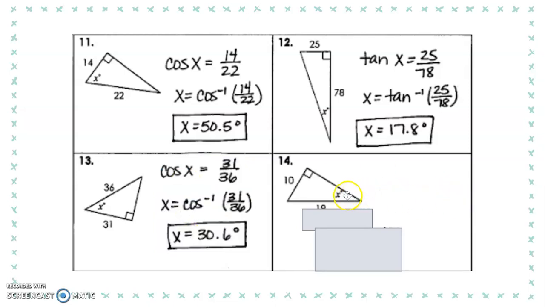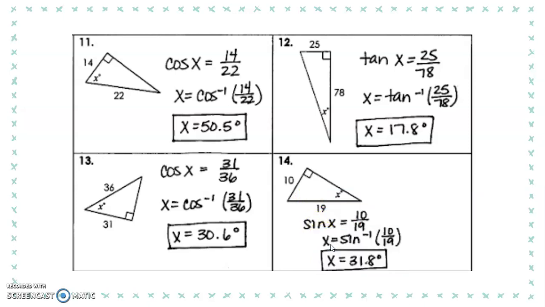For number 14, we are looking at x. 10 is my opposite side, 19 is my hypotenuse. That means I'm going to use sine. I'll have the sine of x equals 10 over 19. And solving for x, I'm going to use that inverse.